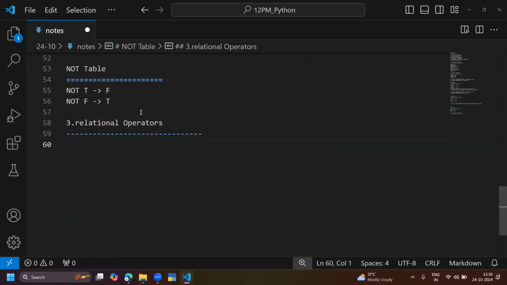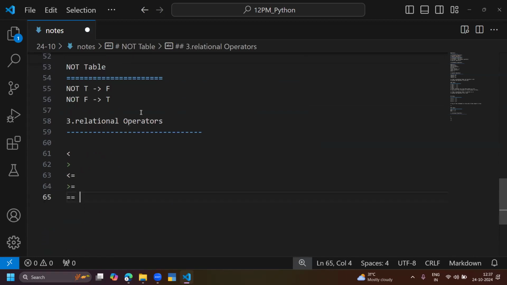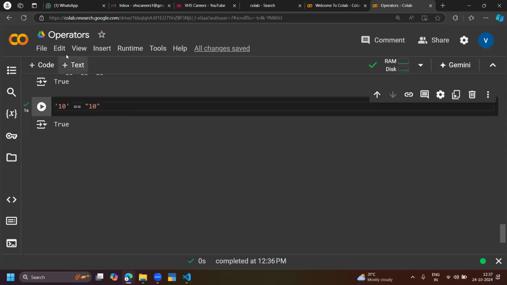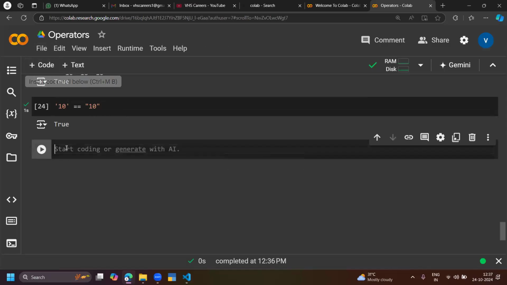So relational operators, basically relation is something like less than, greater than, less than or equal to, greater than or equal to kind of things. Equal to is basically comparison. This is the comparison operator. Less than, greater than, less than or equal to, greater than or equal to. These are the relational operators. Relation. Just want to check the relation between the two statements. Okay, let me go with the relational operators.